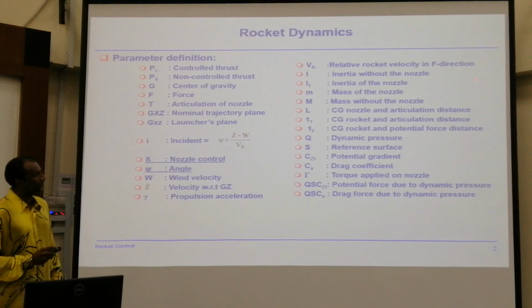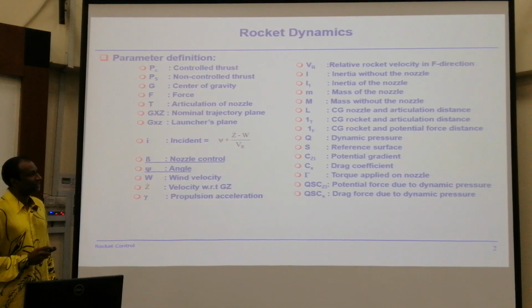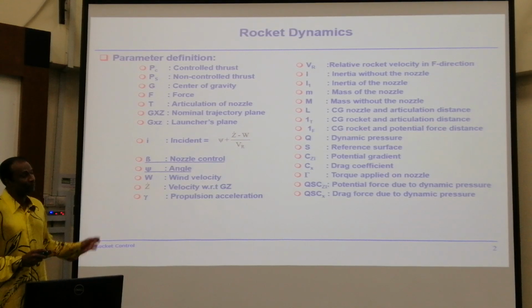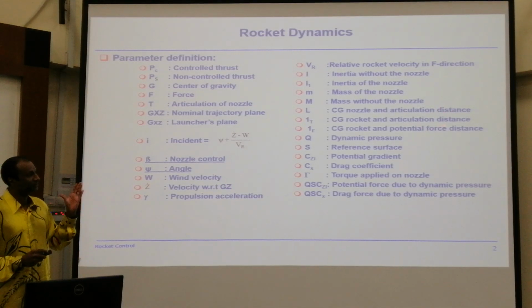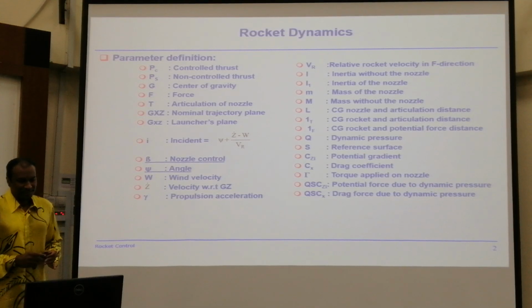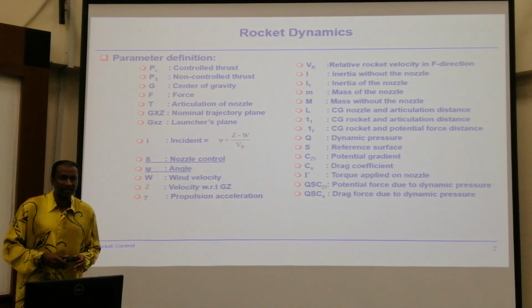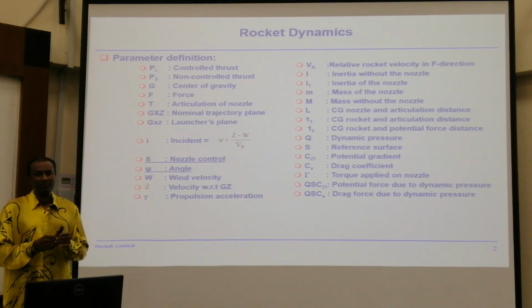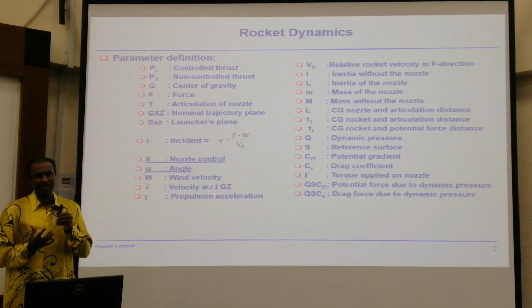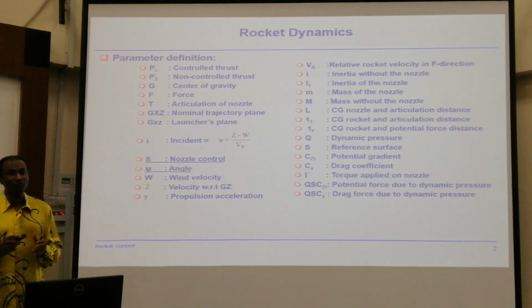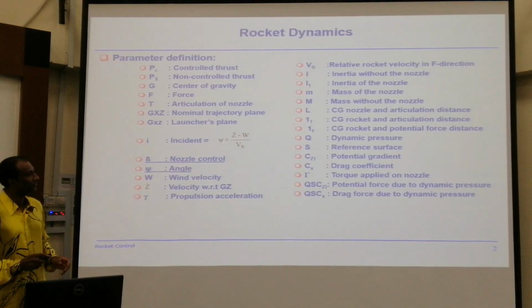And you also have the CG of the rocket and the articulation distance, basically the CG of the rocket and the potential force. I will show you exactly where this potential force is and why it is available. You have a dynamic pressure. What is dynamic pressure? If you fly a rocket at a very high speed, you will have a dynamic pressure throughout the skin of the rocket, and dynamic pressure can cause forces. We will see what kind of forces are available.